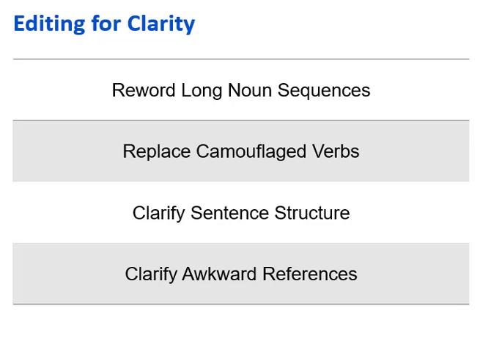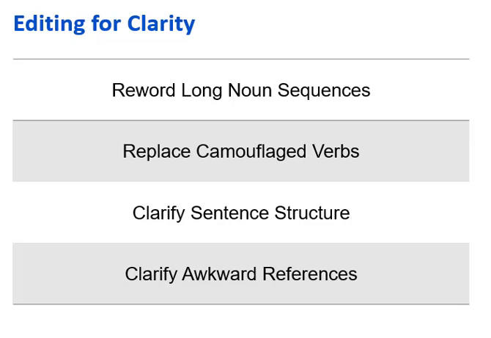Rewording long noun sequences. Will one word do the same as many words? For example, for a period of time can usually be said by just saying time, or due to the fact that can usually be stated instead by because, or something to that effect.